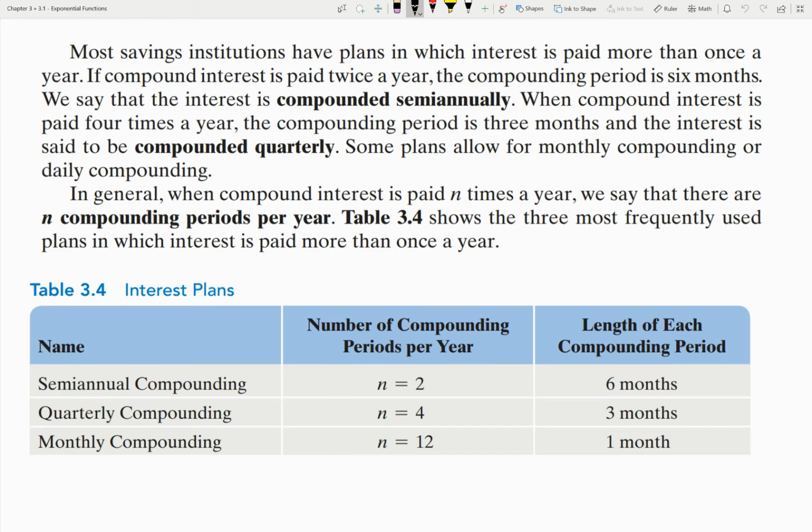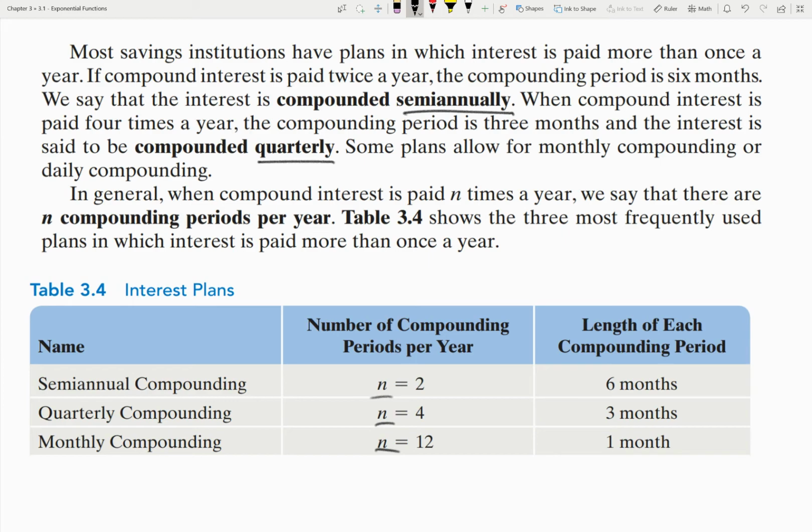So many places have plans in which interest is paid more than once a year. We have some words for that. Annually means once a year. Semi-annually means twice a year. Quarterly means 4 times a year. Monthly means 12 times a year. But no matter what, the number of compoundings depends on just the wording of the question. And we say that interest is paid n times per year.